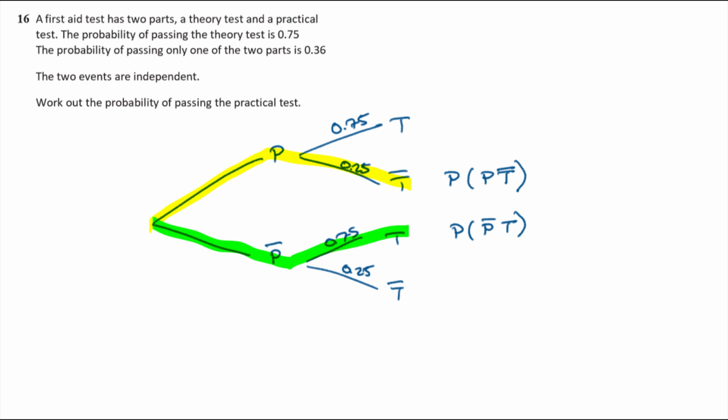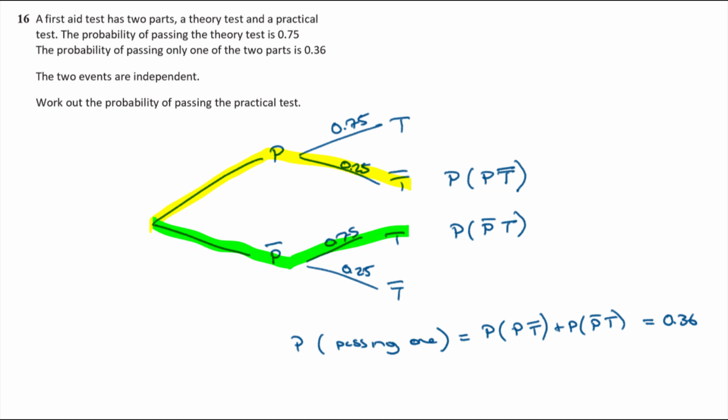Okay, and whatever those two were, then the probability of just passing one of them would be those two added together, wouldn't it? The probability of the practical not theory plus the probability of not practical theory, like that. Okay, so what do we know about this? Well, we know that altogether that has got to be 0.36. But we don't know what this part is, so let's give it an algebraic value.